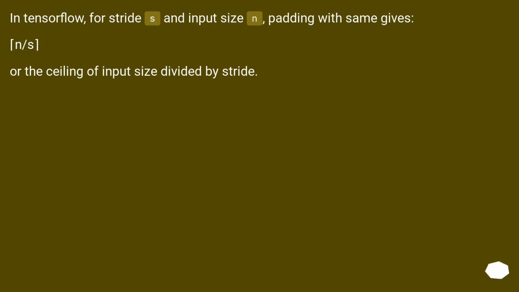In TensorFlow, for stride s and input size n, padding with same gives n/s, or the ceiling of input size divided by stride.